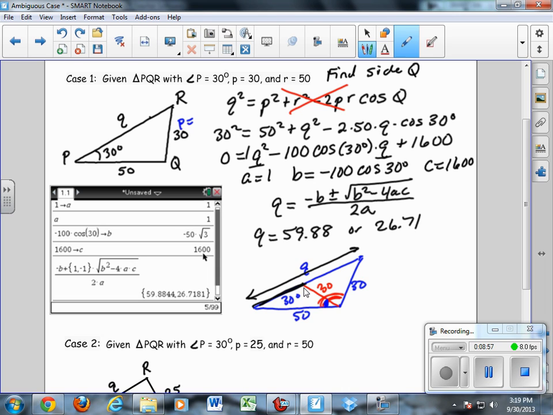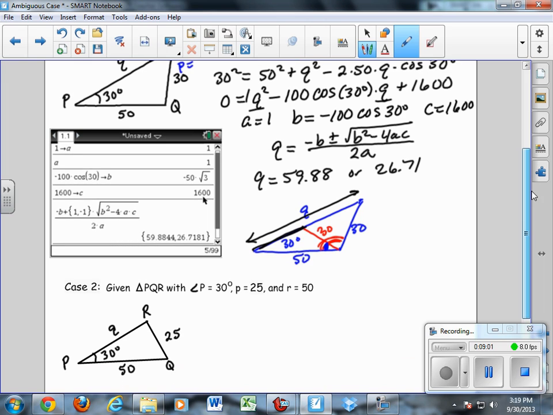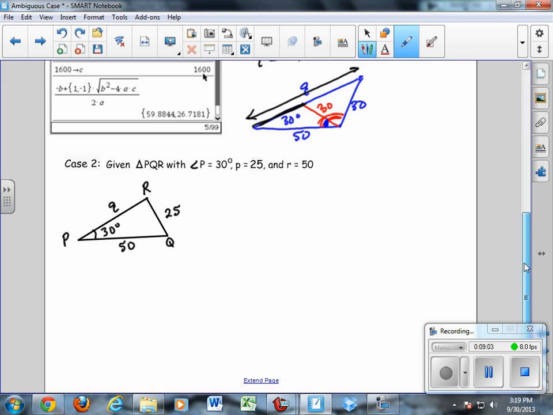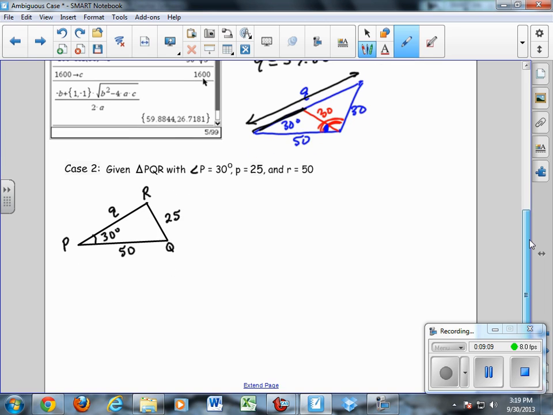Now, does the ambiguous case always result in 2 triangles? Not necessarily. Here's another example. If I put the same numbers in here, I'm just going to show you an example of this one already done.